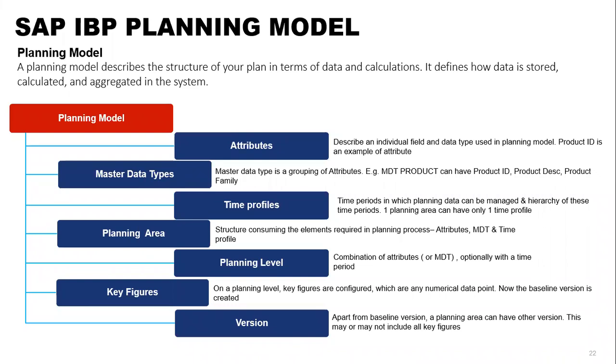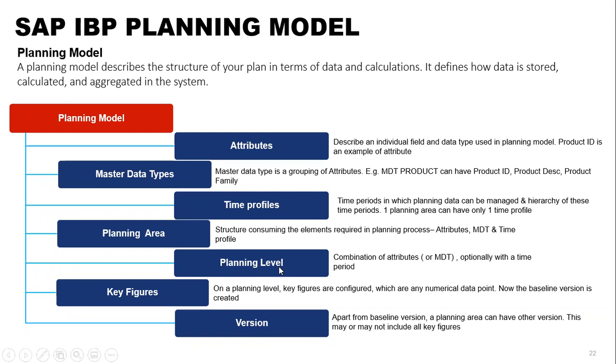First you need to create the attributes. Without attributes, you cannot create the master data type. And the time profile is independent. Without the master data type and the time profile, you cannot go for the planning area. Once you set up the planning area, on top of it you can create the planning level. On what basis will you create it? Based upon the attributes. Within the planning area, the master data types are there, and only these attributes will be in them. So with the help of those attributes, we'll create this planning level.